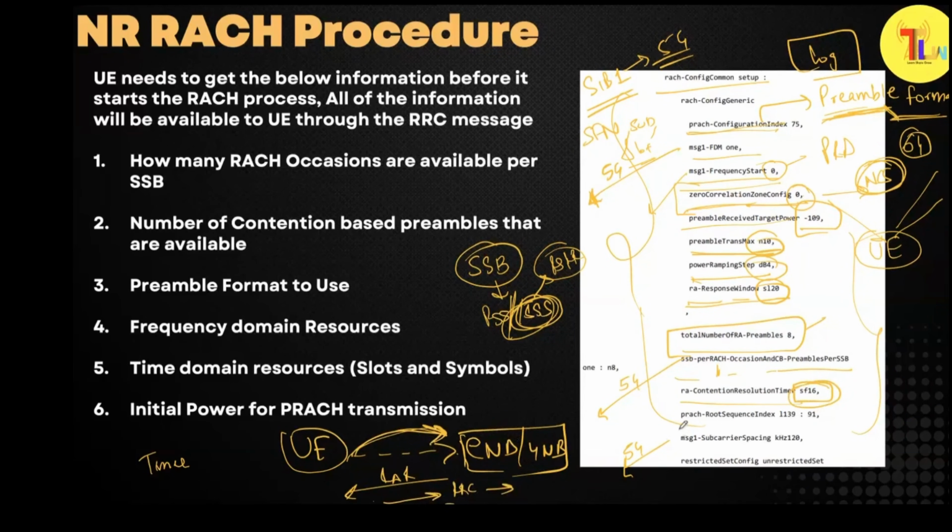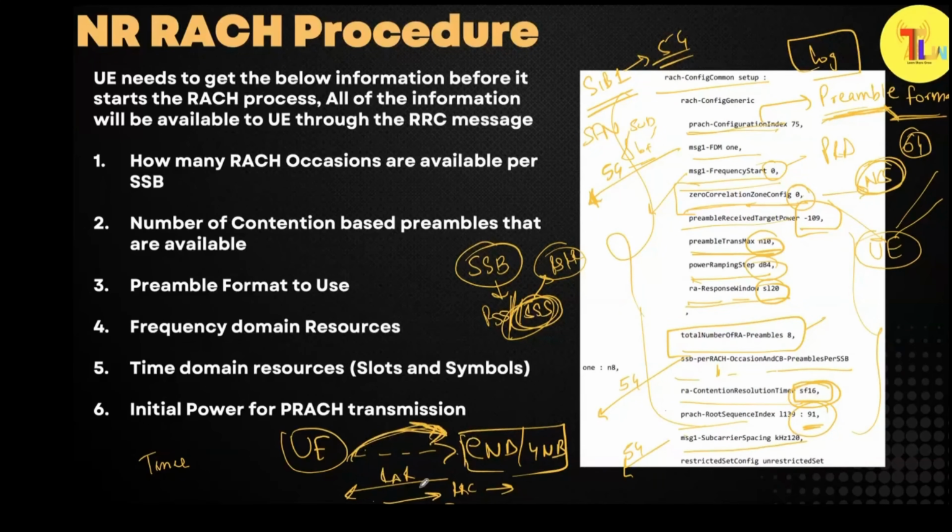This is your PRACH root sequence index, which is used to generate the preambles. It has been given as 91. Then again message one, this is also a new parameter: message one subcarrier spacing. The subcarrier spacing for sending out message one is 120 kilohertz. I'll correlate this going forward down the slides. There are some calculations for the system frame numbers or frame number slots on which the PRACH occasion should happen.